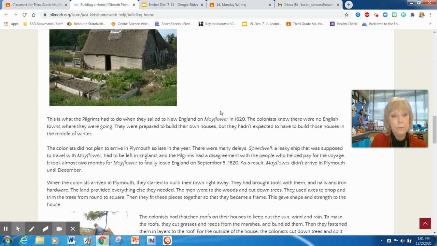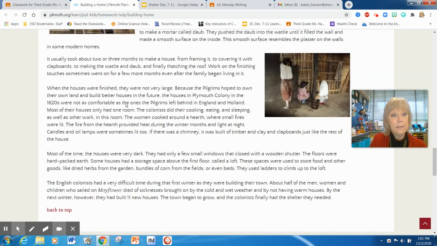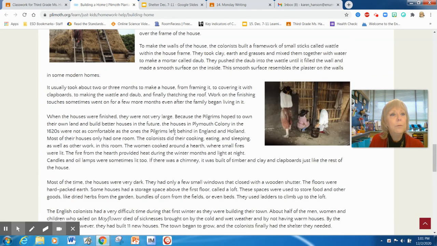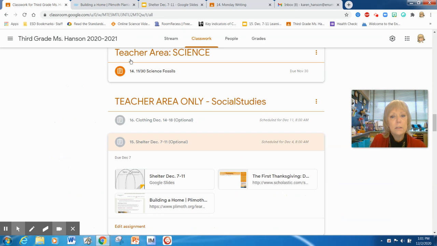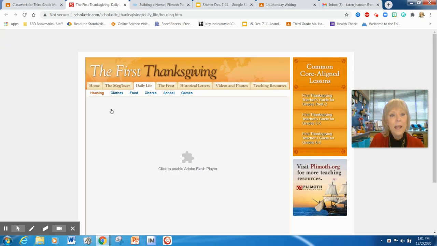Okay, let's see, what else? And does it say when the houses were finished? But if you're looking down here, it does look like they all lived together. They were all in one space. Okay, so I think I want to look at one of my other resources, see if I can find more. So I'm going to go back here to this resource in order to see if I can find some things to add in. And I'm going to look up here, and this is housing.